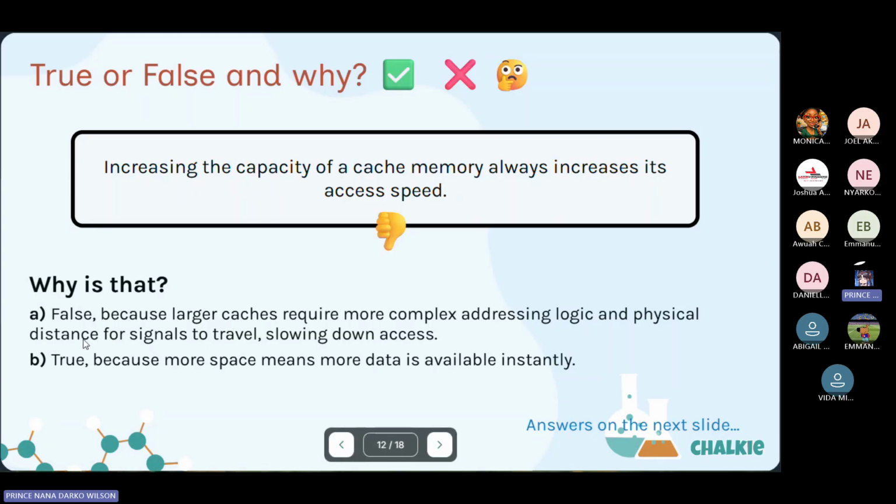So why do we think it's false? Are you thinking it's false because the larger cache requires more complex addressing logic and physical distance for signals to travel, which slows down access? And now those who believe it's true, do you believe it's true because more space means more data is available instantly? Is it because you believe if it is wide open, we can easily reach into it?